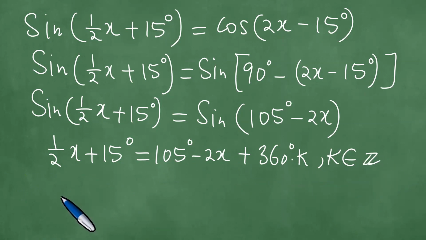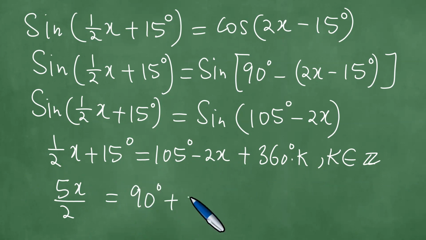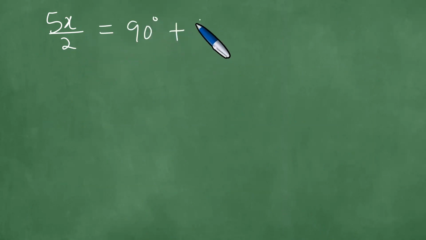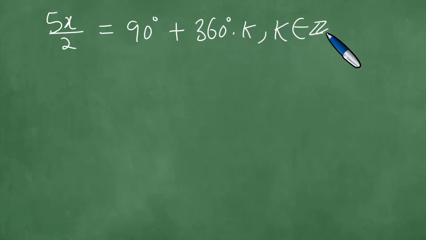And what then do we get out of this? What we get is that transposing 2x gives us 5x out of 2, and this is equal to 105 minus 15, which is 90 degrees plus 360 degrees times k, where k is an element of Z. So we examine this carefully and see that 5x out of 2 is 90 degrees plus 360 degrees times k, k is in Z.